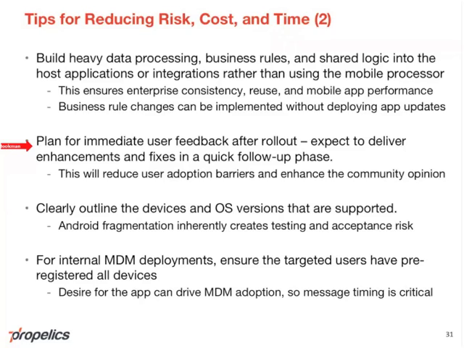Just to help set expectations, clearly outline which devices and OS versions are supported. So if it's for Jelly Bean or Gingerbread or whatever on Android, make sure you're specifically stating the application versions, OS versions, and devices. It just inherently creates testing risk and potentially acceptance risk.